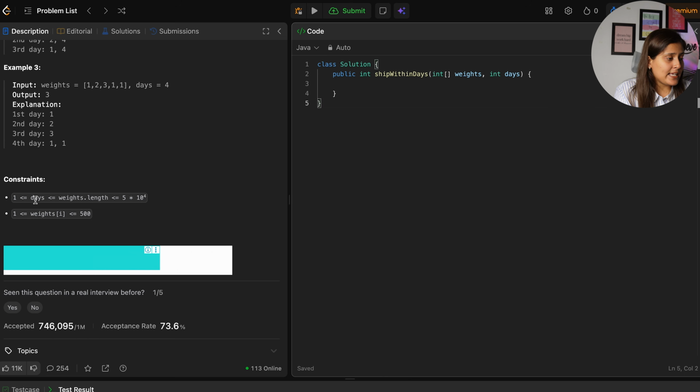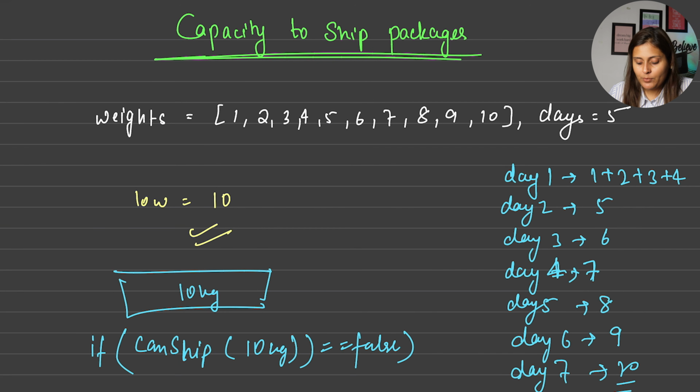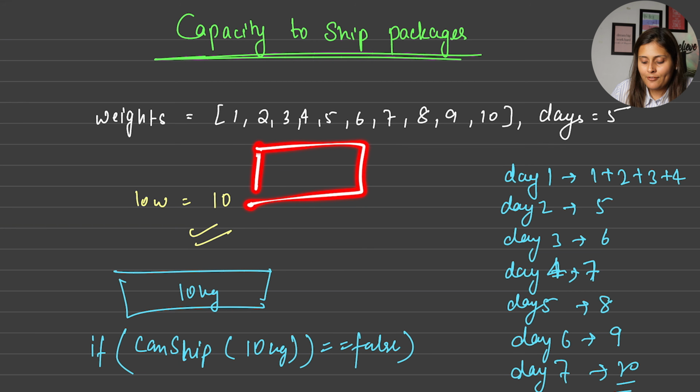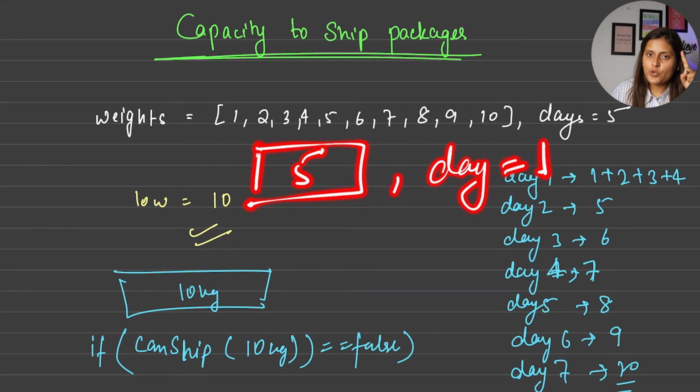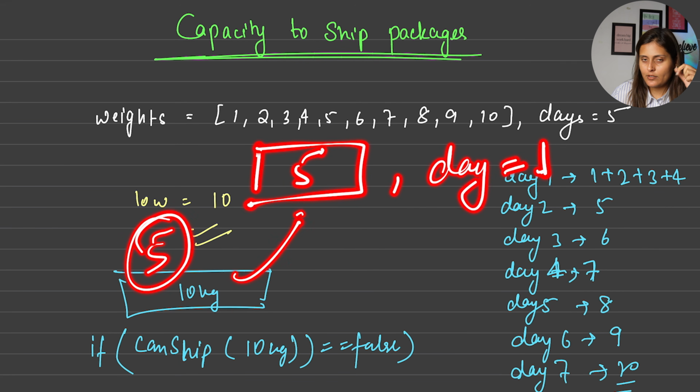The constraint says days can be from 1 to 5 times 10 to the power 4, which is nothing but days can be equal to the weights' length. Suppose at a time the weights' length is 1 and 5 kg is there, and days equal to 1. So what do you think? What should be the minimum capacity in that case? Can I say 5? Because on day 1 it will take everything. Yes. Now suppose 15 kg and with day 1 we have to pass. Can I say 15 only?